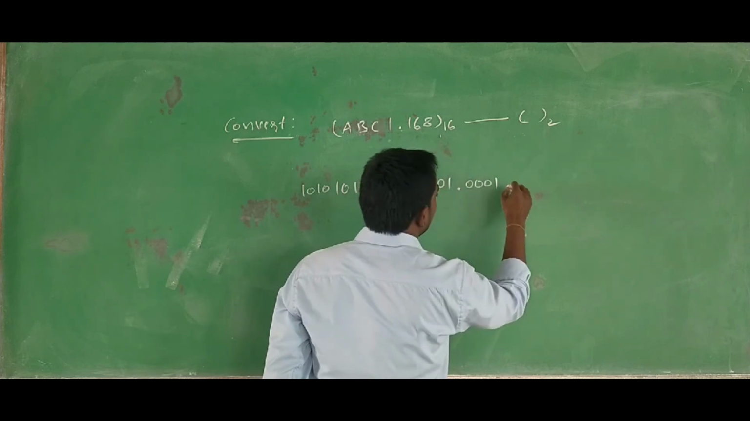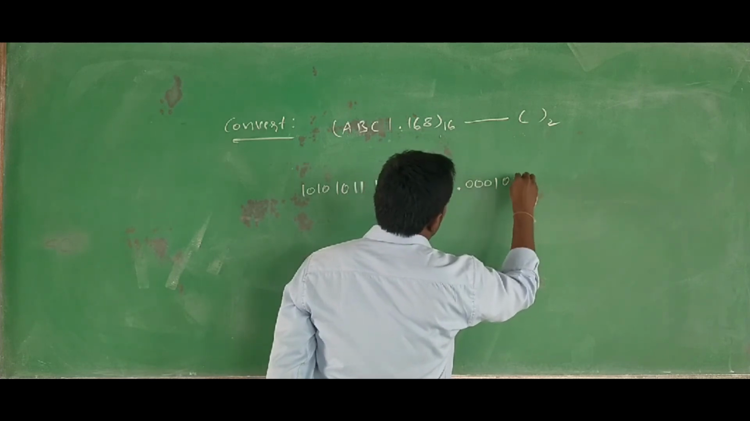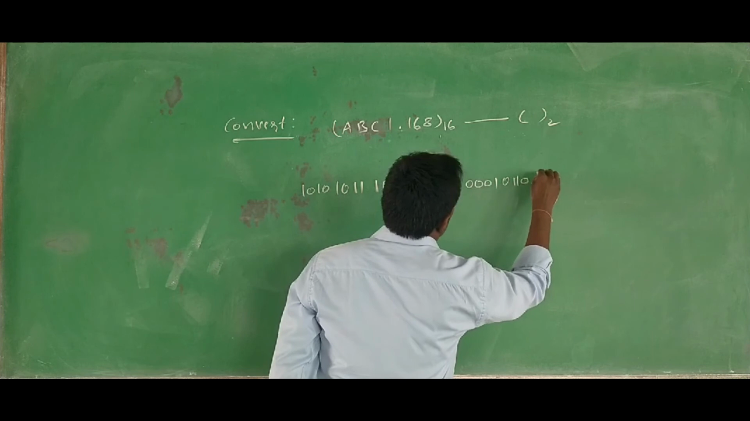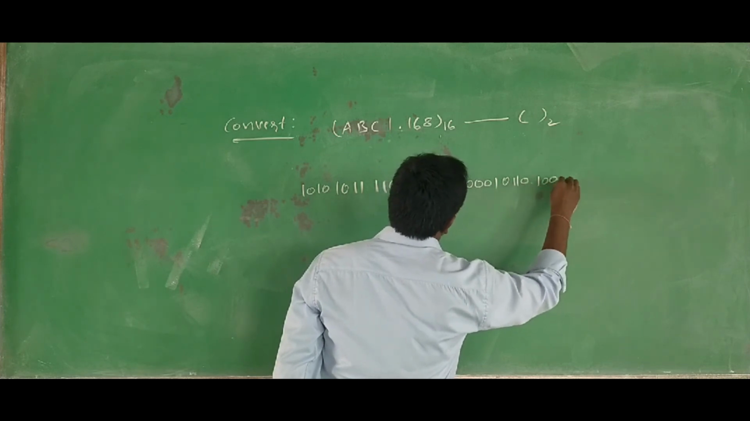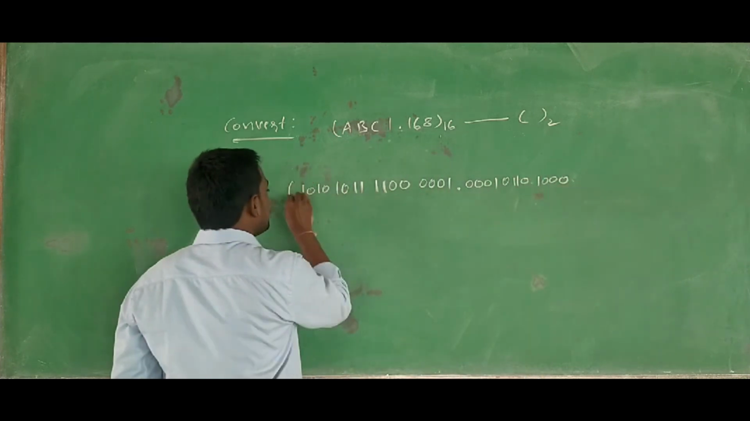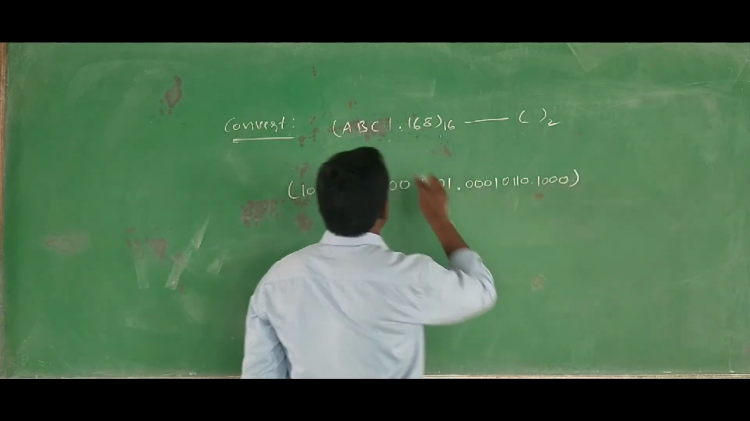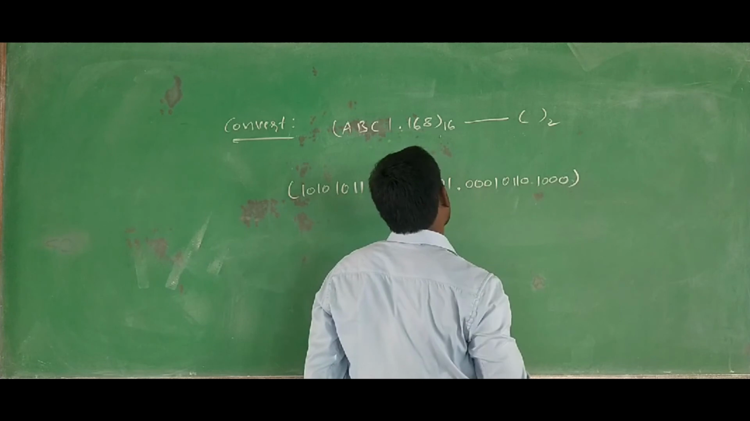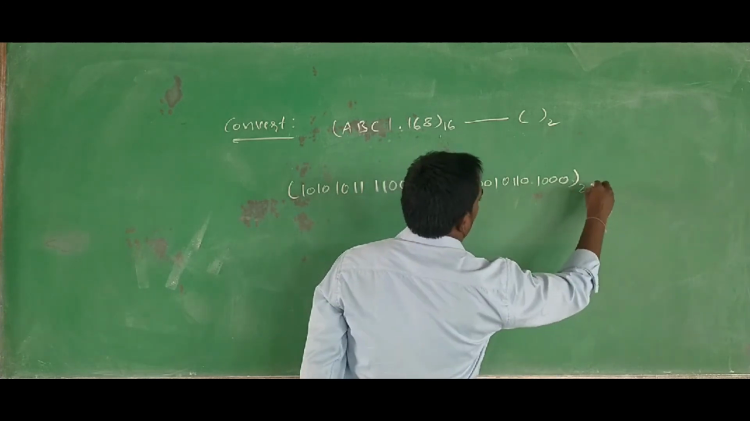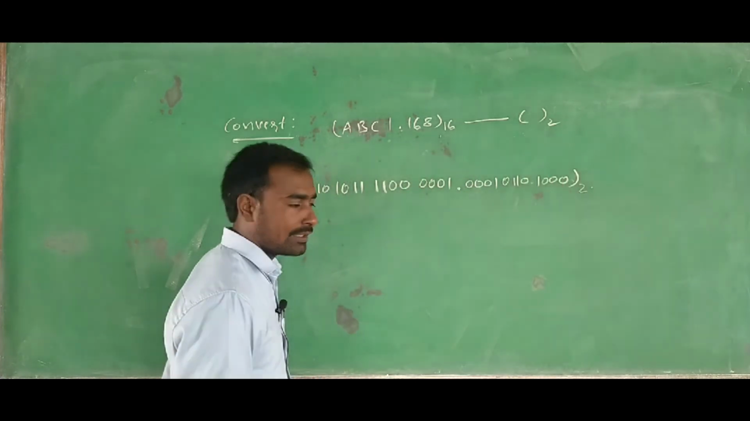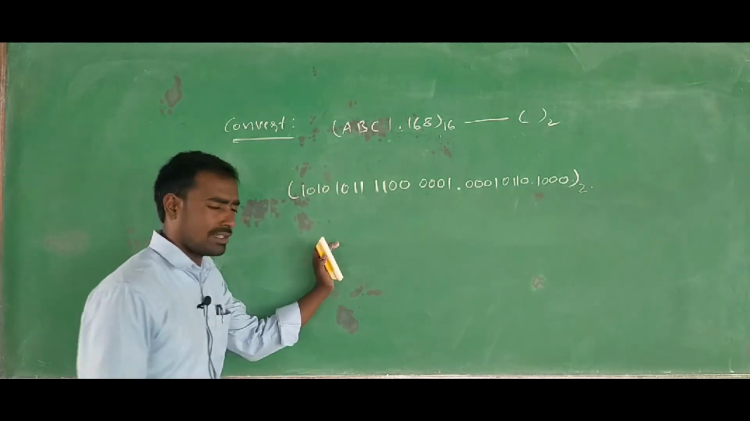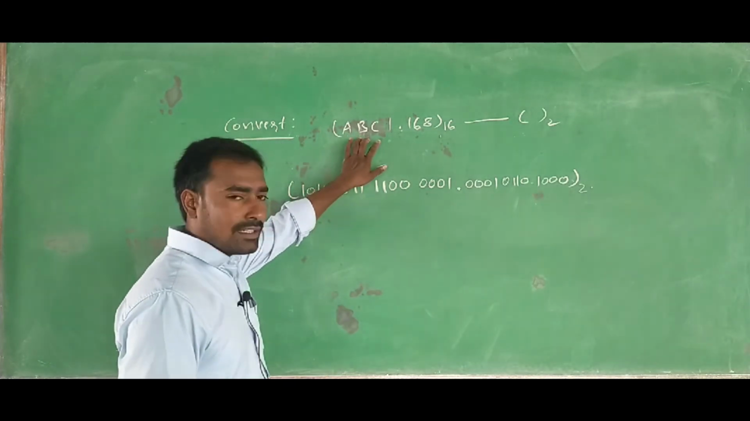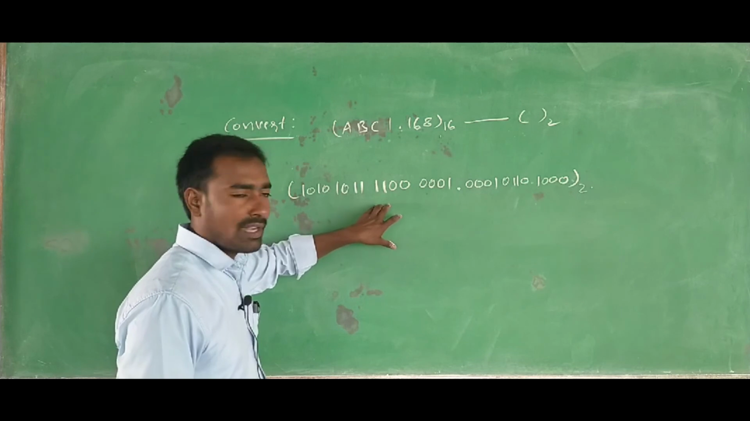0001, and 6 is equal to 0110, and 8 is equal to 1000. So this is the equivalent for the hexadecimal value ABC1.168 in binary. So this is the conversion from the hexadecimal value to binary values.